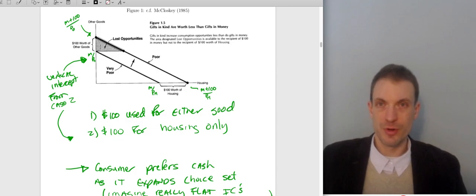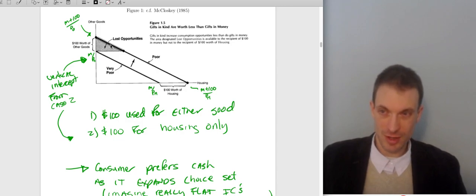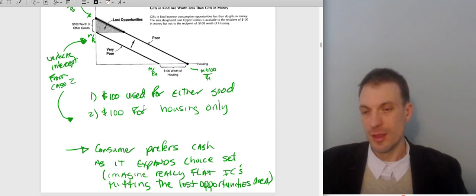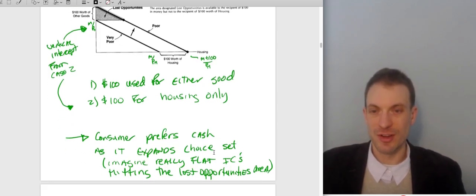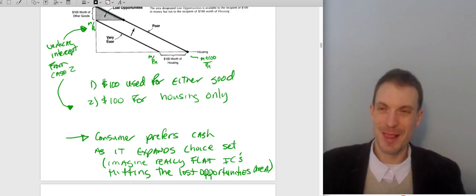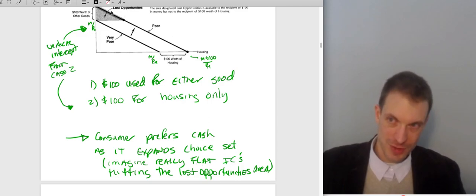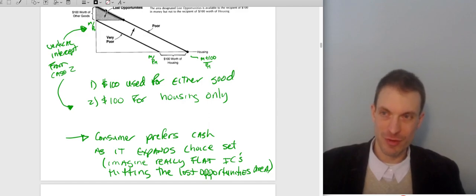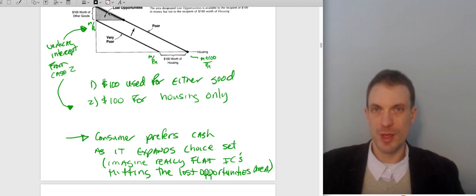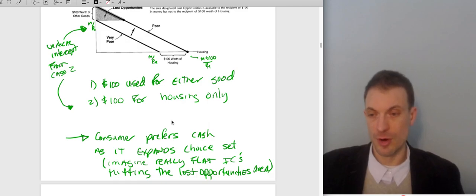Why? Well, the person who has the cash has the ability to buy everything I've shaded in here. The person who doesn't have the cash and only has the housing voucher would not be able to buy those things. So my comment is, the consumer prefers cash as it expands the choice set. More choice is better. Imagine really flat indifference curves hitting the lost opportunities area. Maybe there's some higher, flat indifference curve that the person with the cash would be able to achieve by buying a bundle along here, whereas the person receiving the $100 for housing would not be able to consume these bundles, right? Okay, so that's the logic.